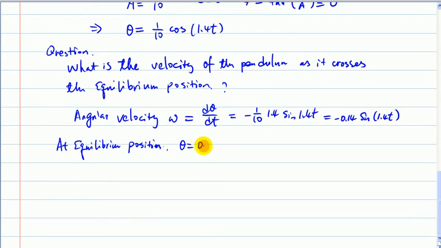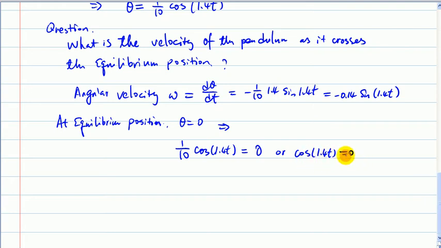Theta equal to 0 means at what time t do we have theta equals 0, because your start angle theta is 1/10 radians. So that gives us 1/10 cosine 1.4t equal to 0, or simply cosine 1.4t equal to 0. This means 1.4t is equal to pi over 2, right?